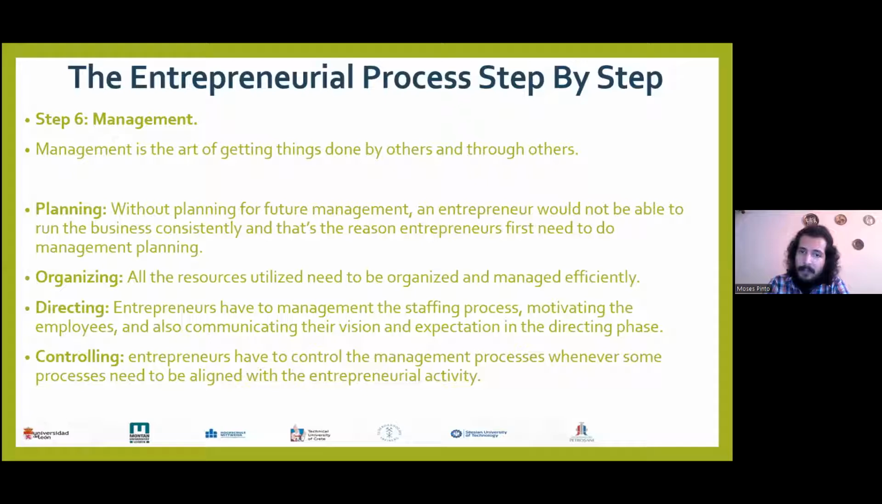Now the important step of directing comes into play. Entrepreneurs have to manage the staffing process, motivate the employees, and also communicate their vision and expectations in the directing phase. And after the directing phase has been put into play, you have the aspect of controlling. And controlling means controlling the management processes whenever some processes need to be aligned with the entrepreneurial activity.